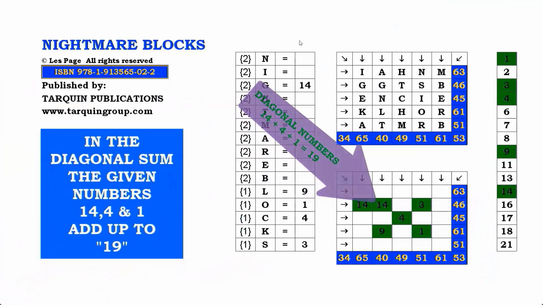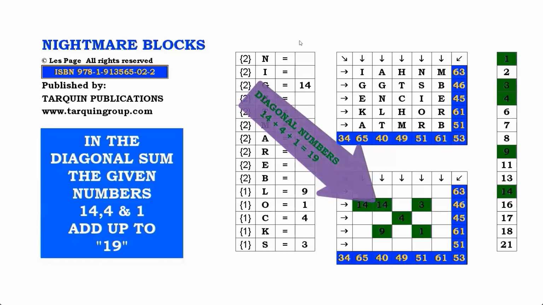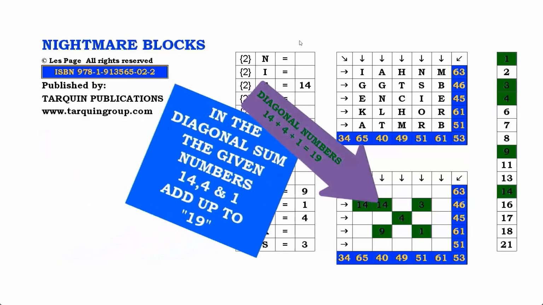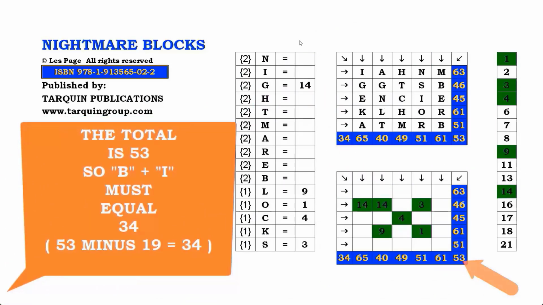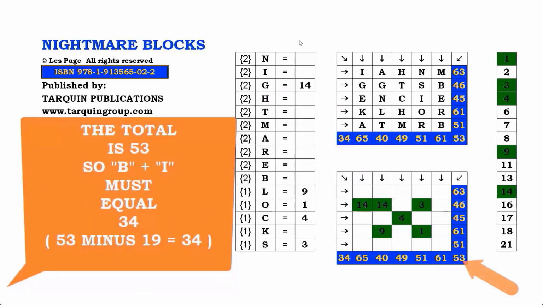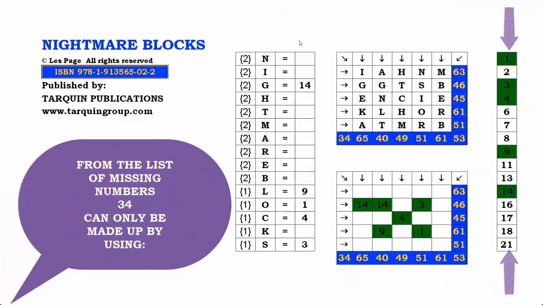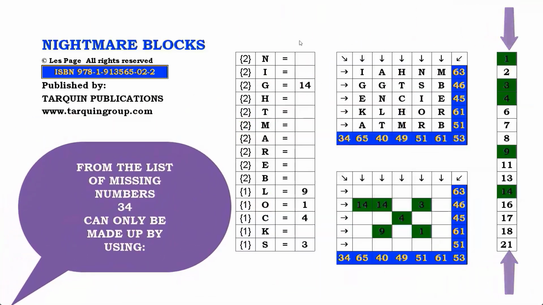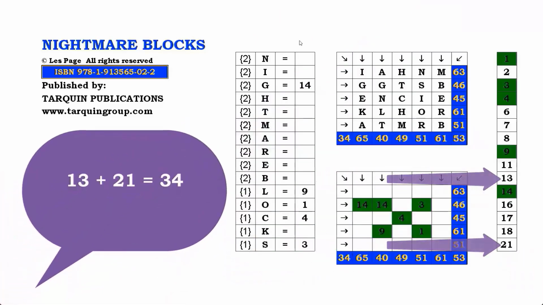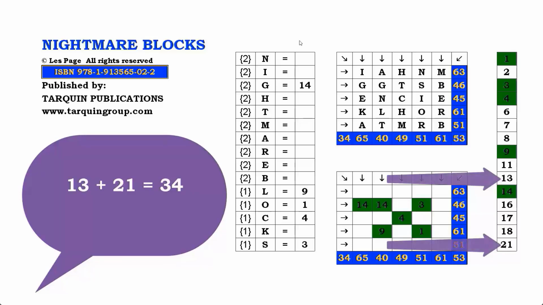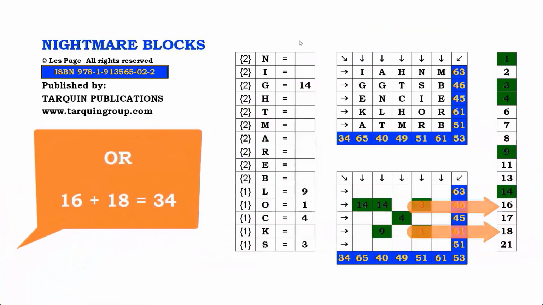In the diagonal sum, the given numbers 14, 4 and 1 add up to 19. The total is 53, so B plus I must equal 34. From the list of missing numbers, the 34 can only be made up by using 13 plus 21 equals 34, or 16 plus 18 equals 34.